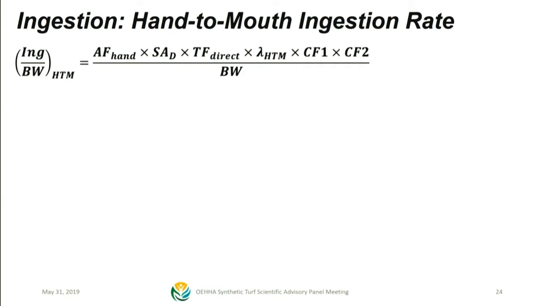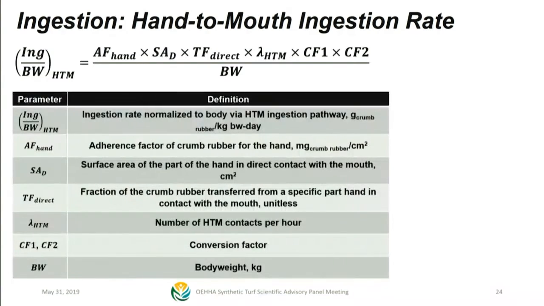So here shows the equation to calculate the hand-to-mouth ingestion rate. This parameter is a function of the adherence of crumb rubber to the hand and then the amount of particles that are able to be transferred from the hand. So the adherence factor describes the amount of crumb rubber that will adhere to the skin per unit of surface area for the hand. These values are adopted from a literature study that measured particle loading onto various body parts of soccer players who played on a field with crumb rubber infill.